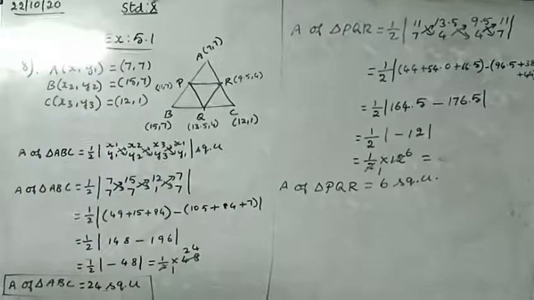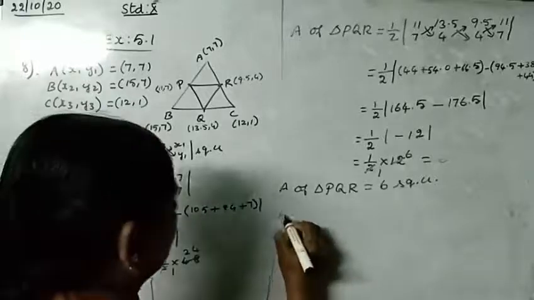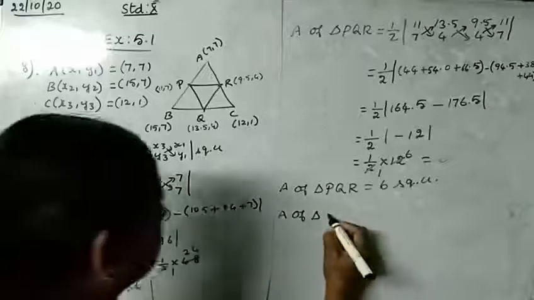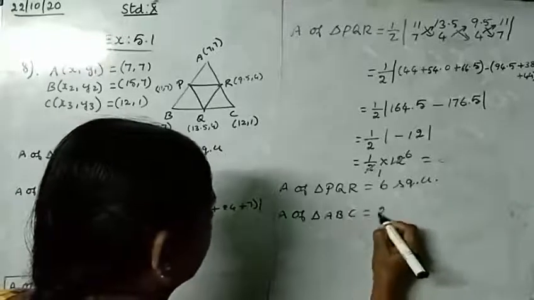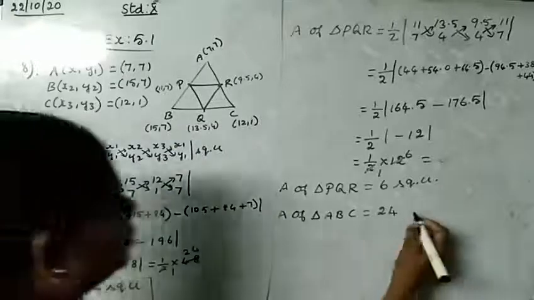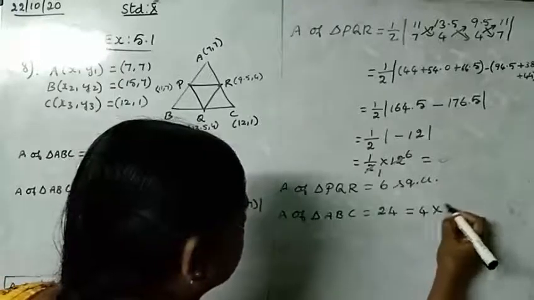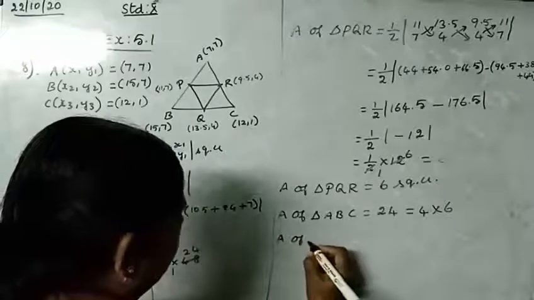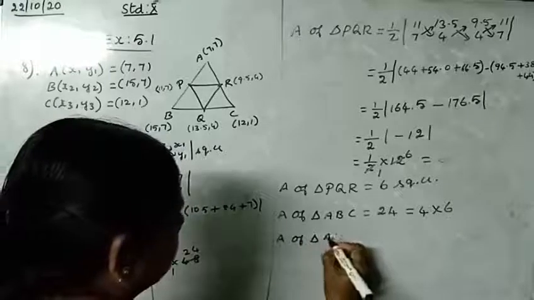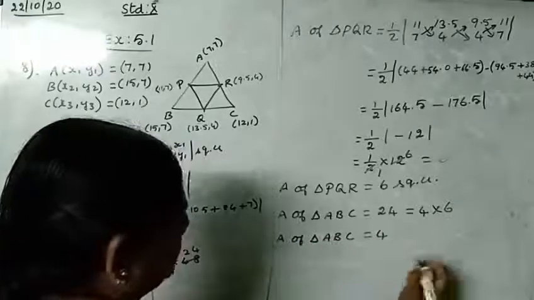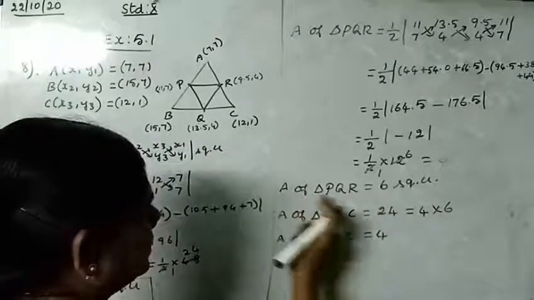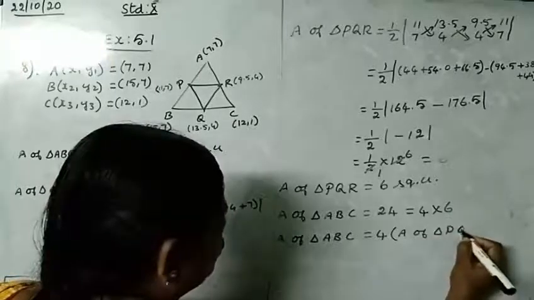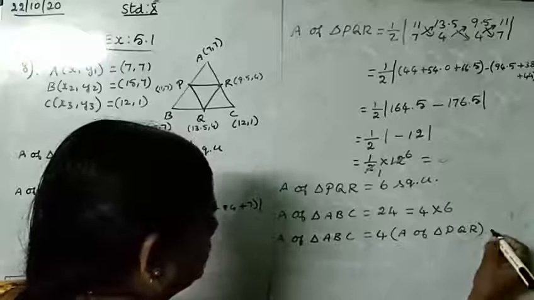Now we have to compare this with the area of triangle ABC. So area of triangle ABC is equal to 24. This 24 can be written as 4 into 6. 4 sixes are 24. So it can be written as area of triangle ABC is equal to 4 times, what is 6? 6 is the area of triangle PQR. So hence it is proved.